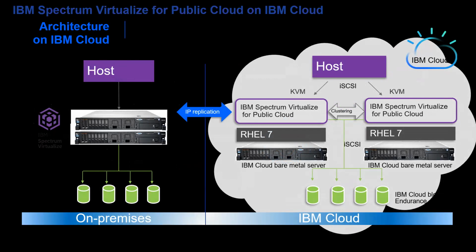So IBM Spectrum Virtualized for public cloud is deployed in a KVM on the bare metal servers, and then an automated script will create a cluster using the private LAN or private VLAN available in the cloud. Backend storage also needs to be purchased separately. This can help in terms of the performance of the block storage. It is attached via iSCSI anyway.